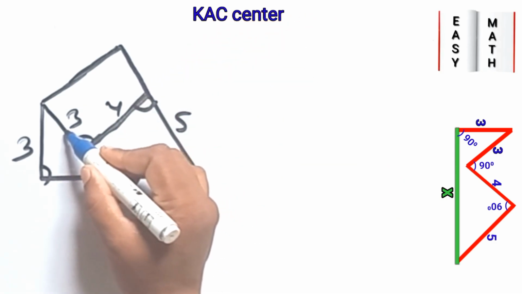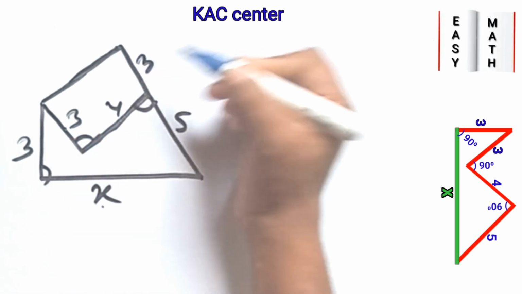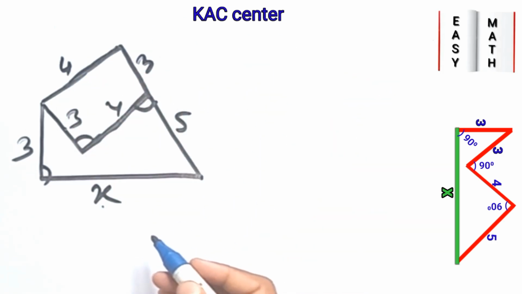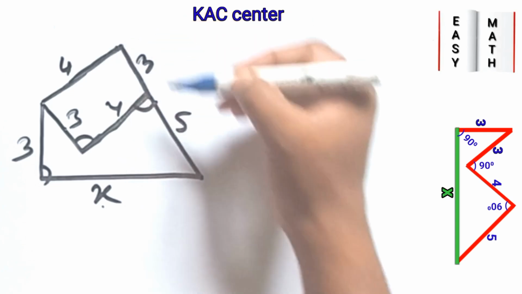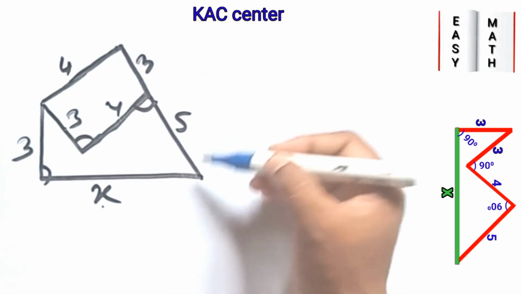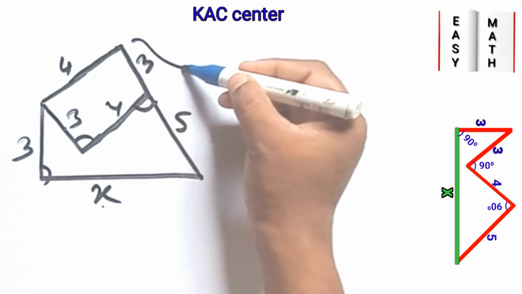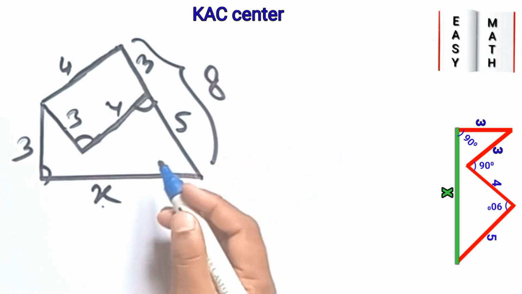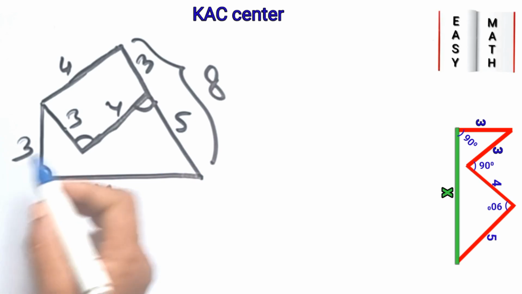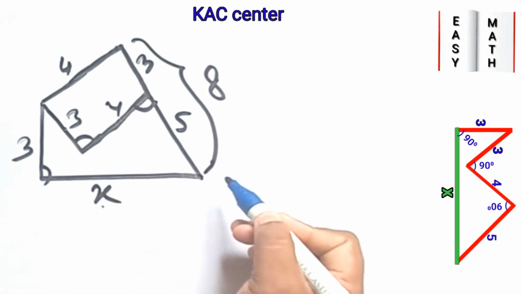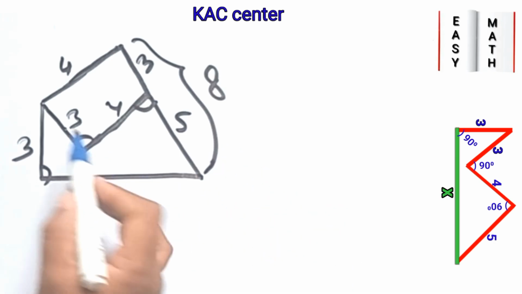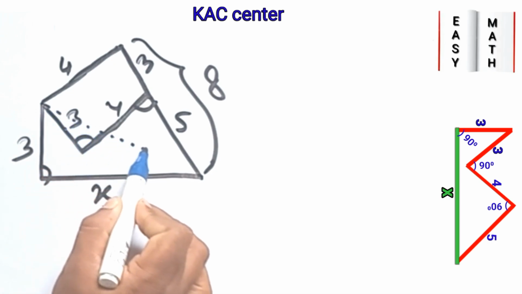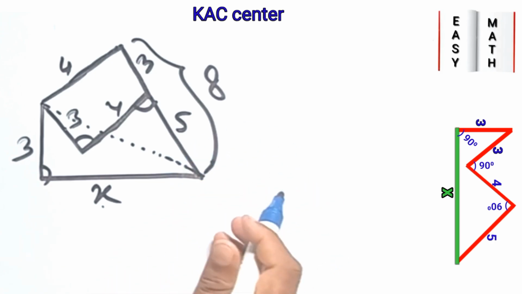So this is a 3, and there is the 4 length. And now from there to there is 3 plus 5, the total is 8. And now the total is 8, and we draw from there to there.